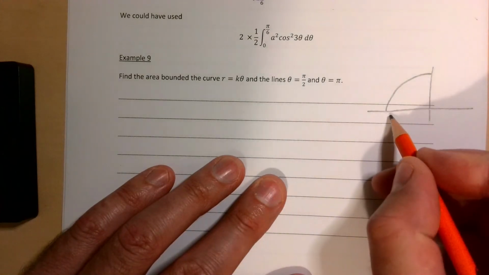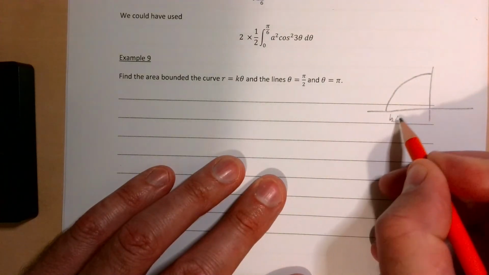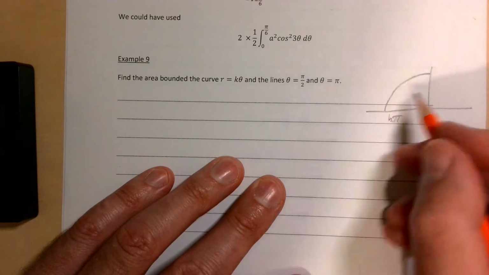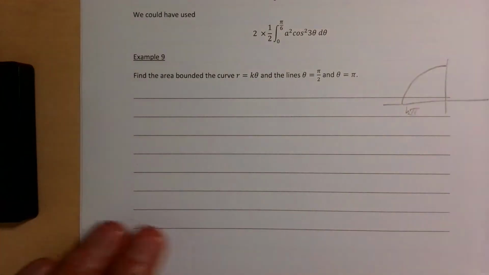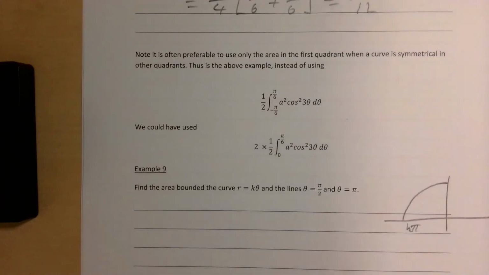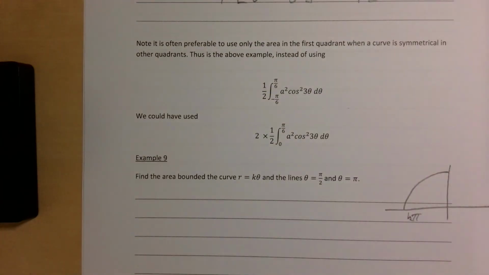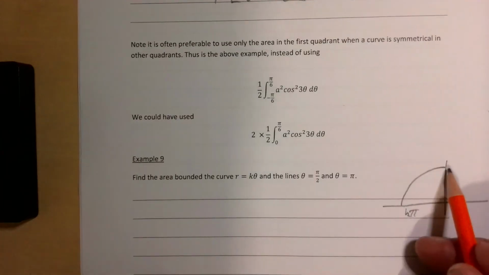Okay, and that's obviously your formula then. That's going to be k pi. And then that's your k and pi over 2. So the curve r equals k theta is shown for here. So that's this wee bit of it here.